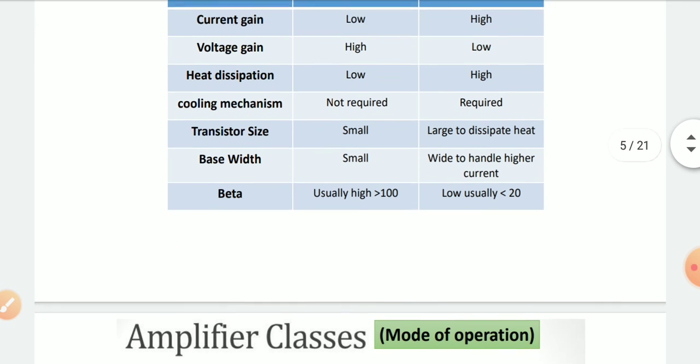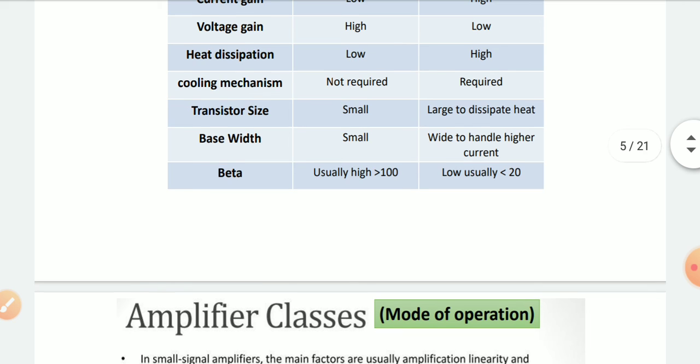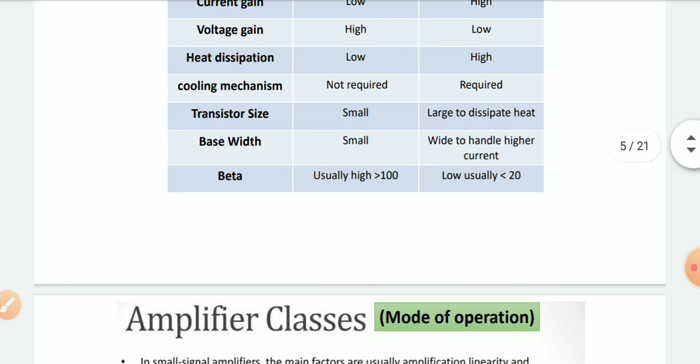So today's class is up to this point, and next day we will discuss the modes of operation. It may be Class A amplifier, Class B amplifier, Class C, or various other kinds.